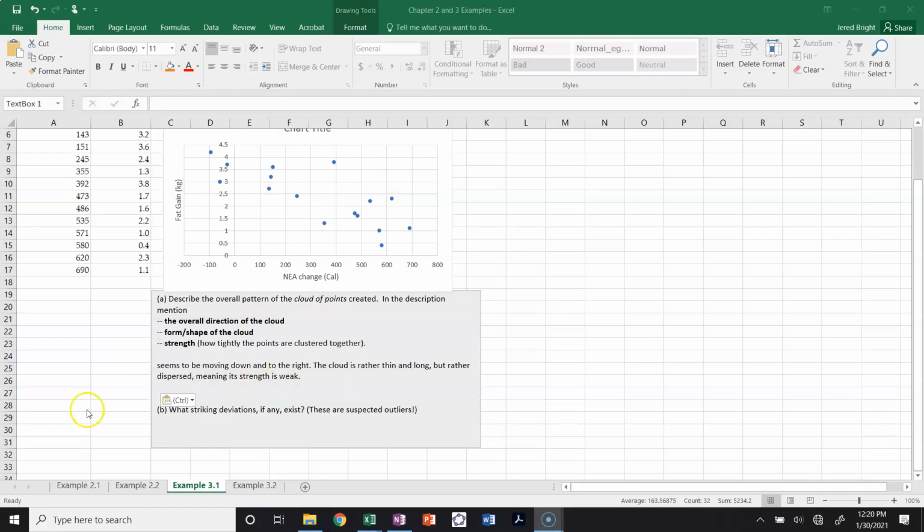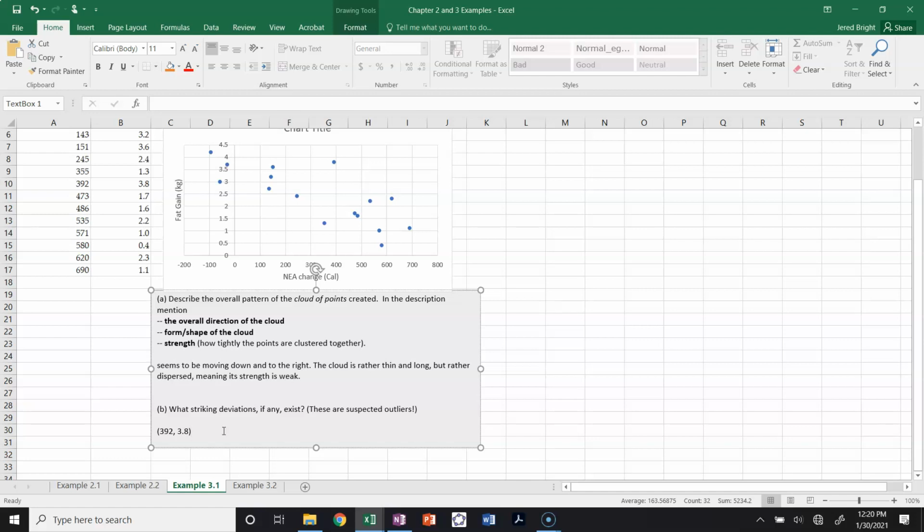The last thing is this language of striking deviations. That's anything that appears to be very different from the overall cloud of points. In your mind, you can think of them as suspected outliers. We haven't done any formal mathematics to prove it. But for me, this one at about 400, 4, and that one, 392 and 3.8, I would say that is a little different from everything else. So I'm just going to make note of that. This is a little subjective too, so you could list other things. That's what stood out to me.